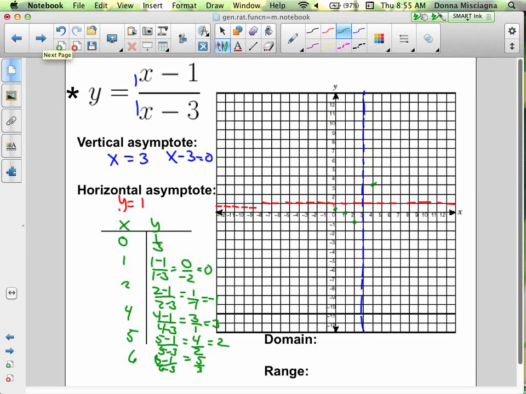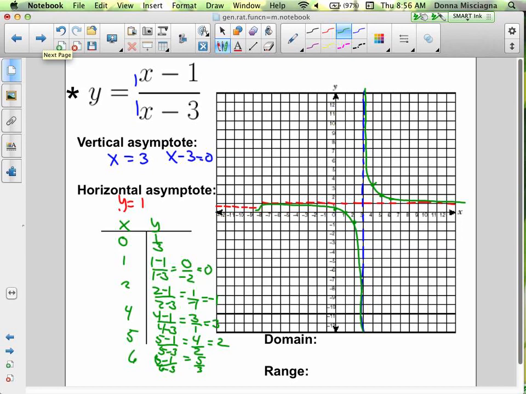5, 2. And 6, 5/3. So 1 and 2/3. I'm going a little slowly there. All right, so can't cross the vertical, won't cross the horizontal. There we go on that side. Same thing over here. Won't cross the horizontal, can't cross the vertical.